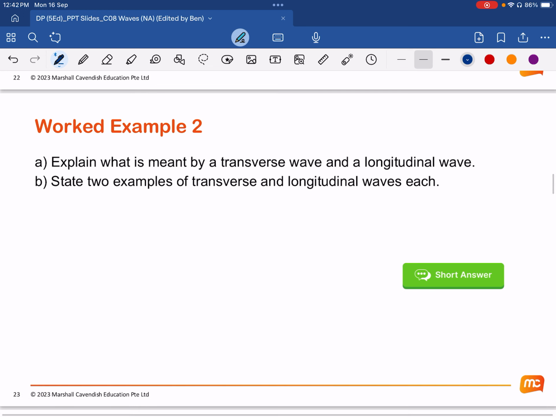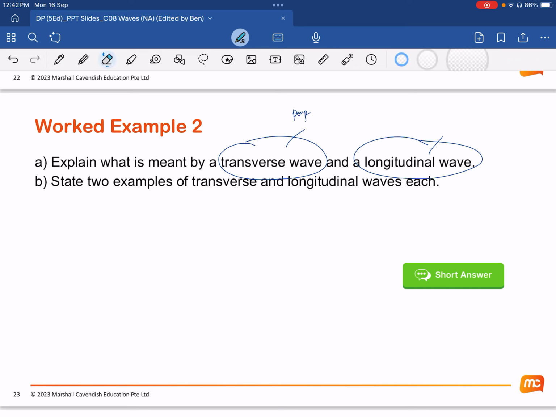Right, work example 2: explain what is meant by a transverse and a longitudinal wave. Right, so at this point you should have some idea of what transverse is and what longitudinal is. I'm pretty sure you should have this in your mind: perpendicular for transverse, then parallel for longitudinal.